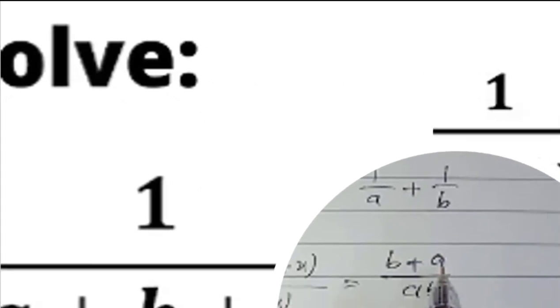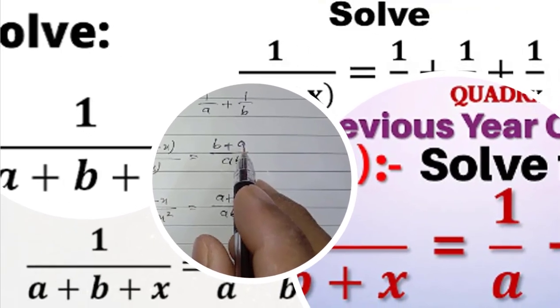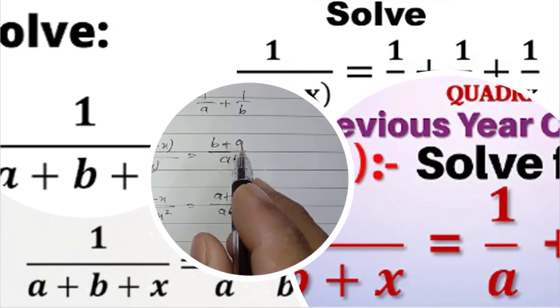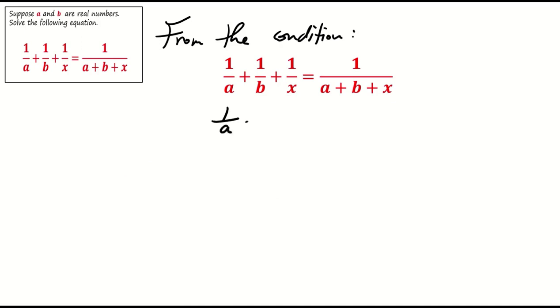Now, there have been various discussions about this question, but some of them miss out an essential idea in math, which we'll discuss later in this video. As usual, we start from the given condition 1 over a plus 1 over b plus 1 over x equals 1 over a plus b plus x. Subtracting both sides by 1 over x, we get the following.